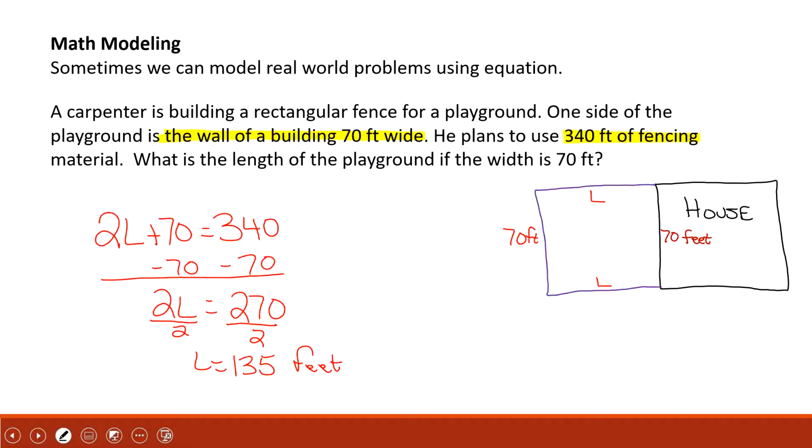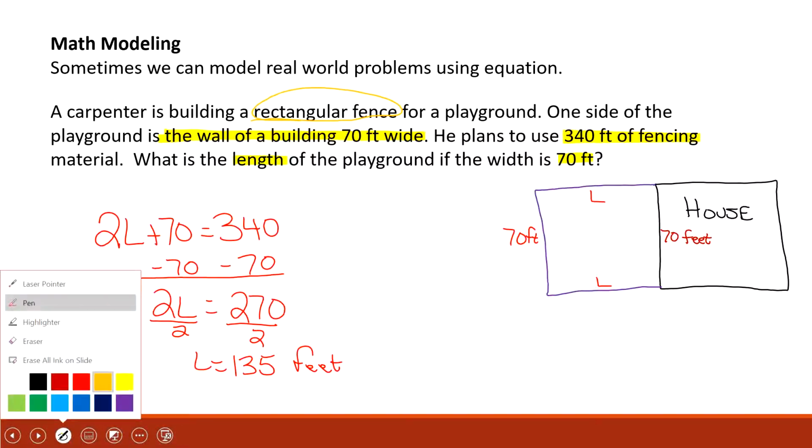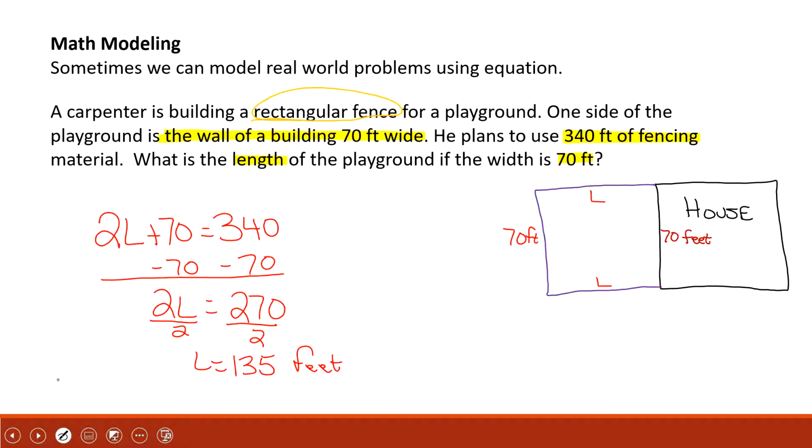They ask, what's the length of the playground? So how long is the playground? How far from the building does the playground go if the playground is 70 feet wide? When I drew my picture, I knew that the side of the building had to be 70 feet. I knew one part of my fence had to be 70 feet because I'm building a rectangular playground. They told me rectangular, and remember, in a rectangle the opposite sides are always the same. So if one side of my playground is 70 feet over here, then my other side had to be 70 feet as well.